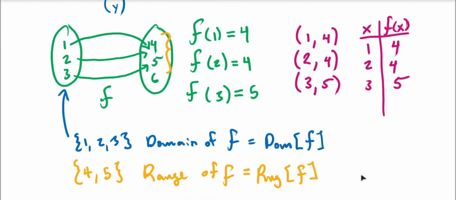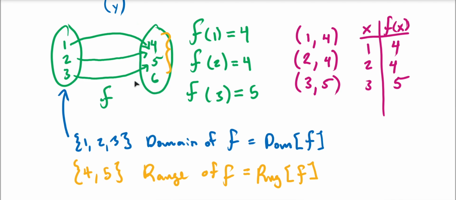A little bit of terminology. The numbers that we plug in, the values that we have a rule for, the x values, are called the domain of f, which we sometimes write this way. And the values that get used, in this case 4 and 5, the output values, or the y's that get hit by the function, is called the range of that function, which we sometimes write this way. Now notice that 6 is not in this range because there is no value that gets mapped to 6.